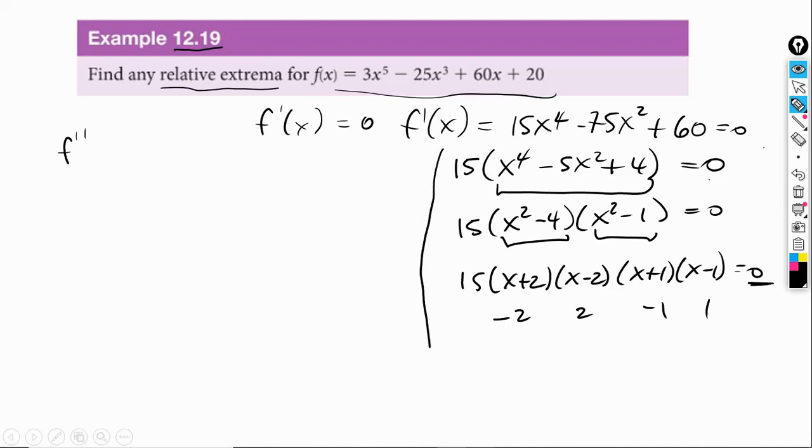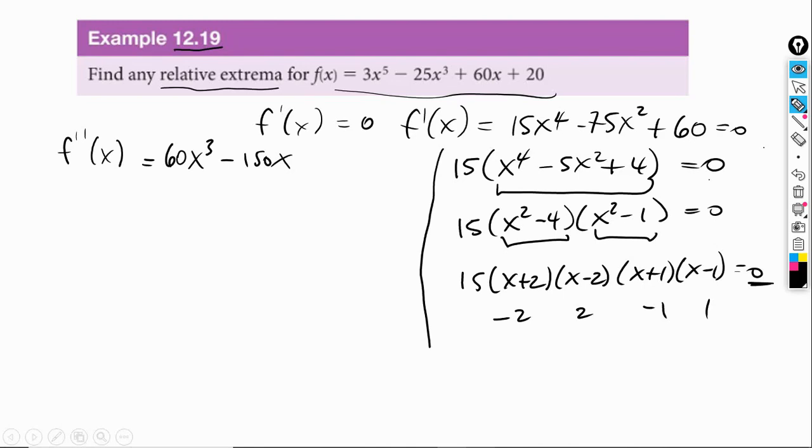Okay, so the second derivative of the function is going to be equal to 4 times 15, so that would be 60x cubed minus 150x. Okay, so now we plug in those points at which the slope is 0, and we plug them here in the second derivative to see if the concavity is downward or upward, right?